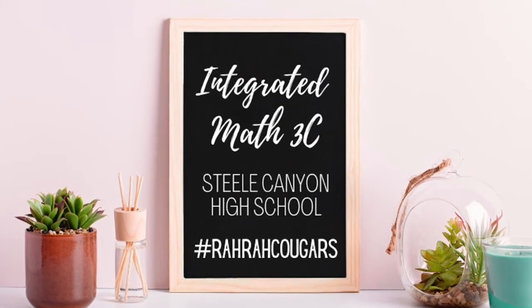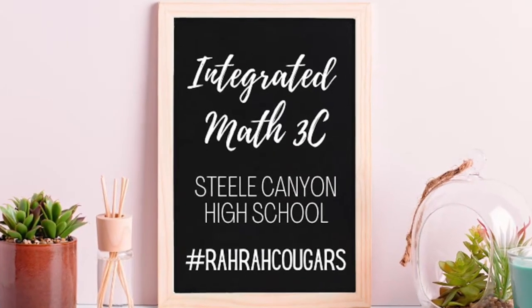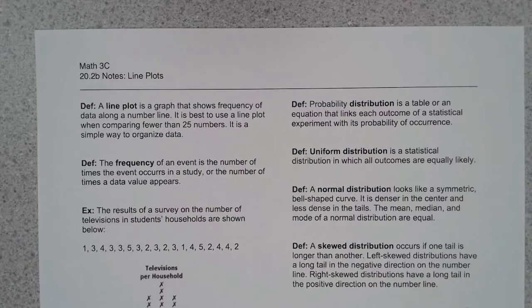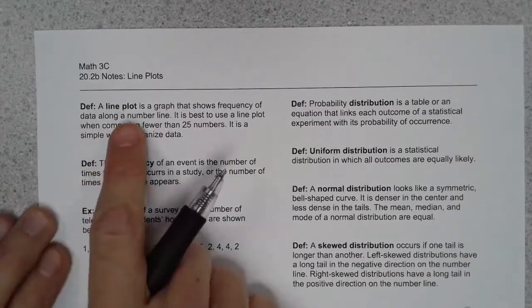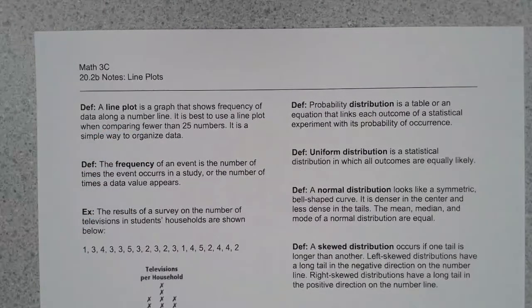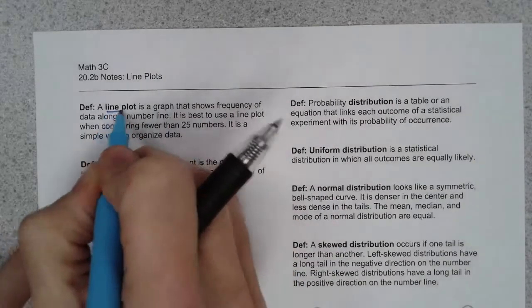So in the notes for today for 20.2b, we're going to be looking at line plots. And so line plots defined right here. It says that a line plot is a graph that shows the frequency of data along a number line. You're not going to use it when there's a lot of numbers. It says it's best to use it when comparing fewer than 25. Otherwise, I don't know, it just kind of becomes too much to look at all at once. So that's the kind of graph that we're looking at today.